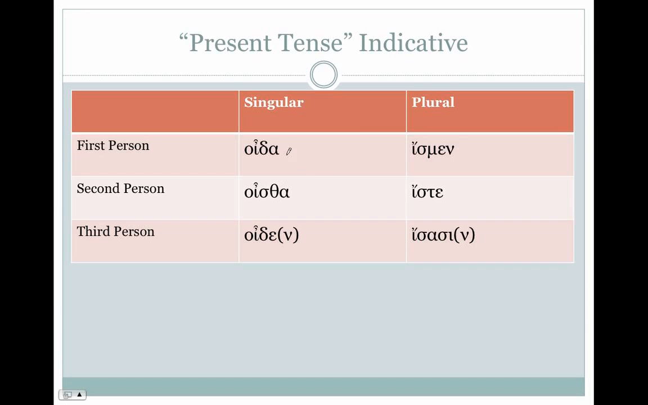So, in the present tense: oida, oistha, oiden. You'll notice in the singular, you're going to have this oi. So you see that: oida, oistha, oide, and then in the plural, your stem is ismen, iste, isasin. And when we get to the perfect, you'll actually see this seen here, and some of these other endings will be fairly familiar. Oida, oistha, oide, ismen, iste, isasin.